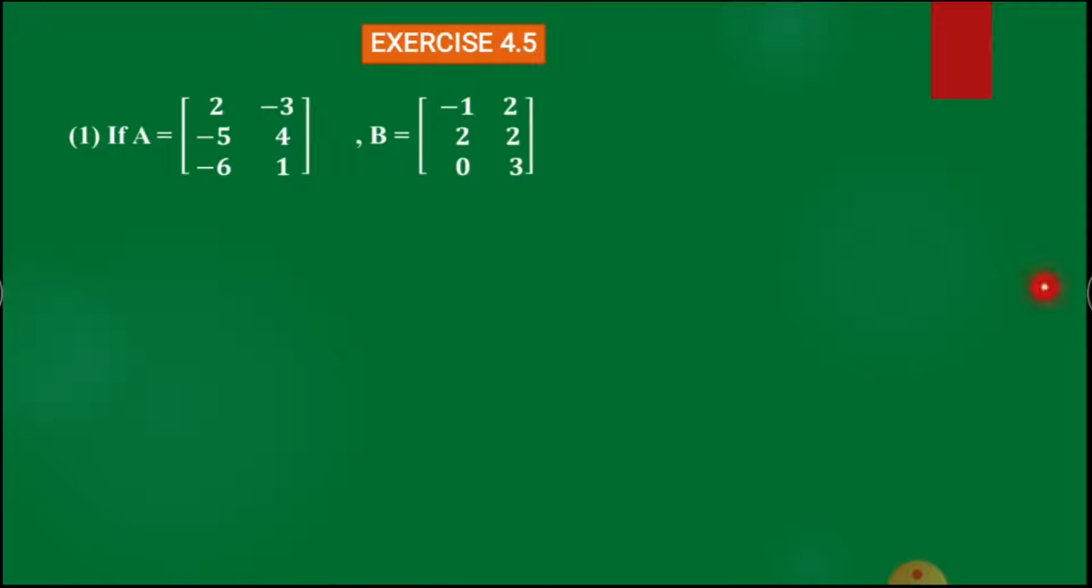Now see exercise 4.5, question number 1. If A equals the matrix with first row 2, minus 3, second row minus 5, 4, third row minus 6, 1; matrix B having elements in first row minus 1, 2, second row 2, 2, third row 0, 3; matrix C having elements in first row 4, 3, second row minus 1, 4, third row minus 2, 1.